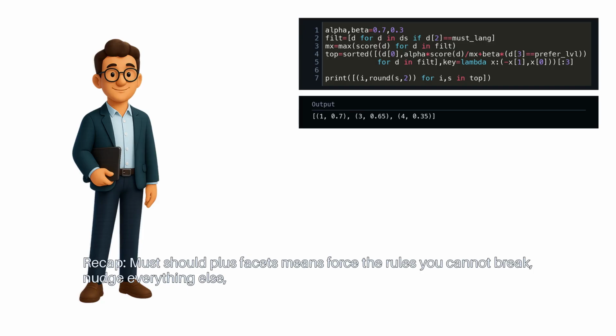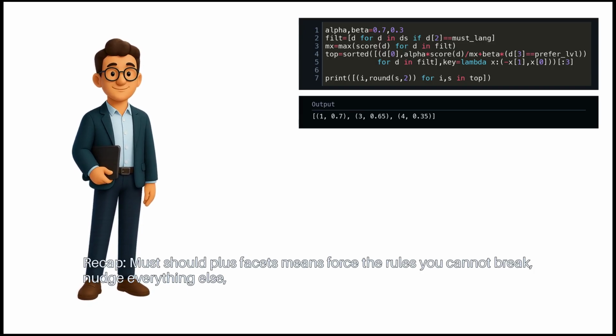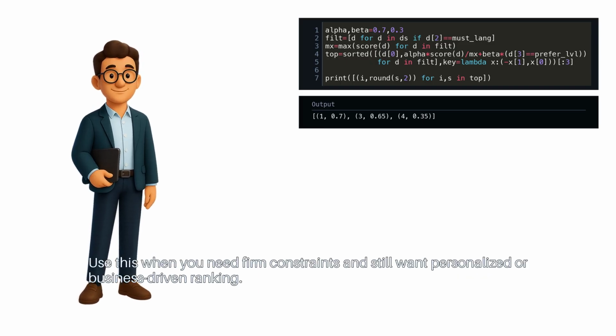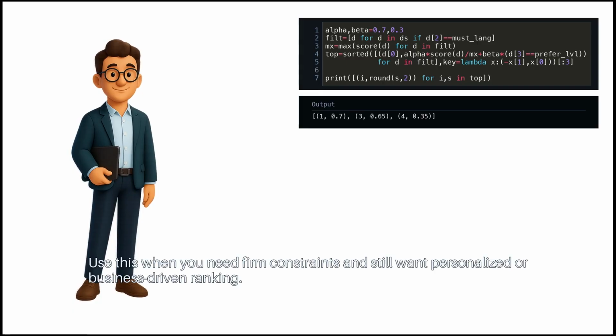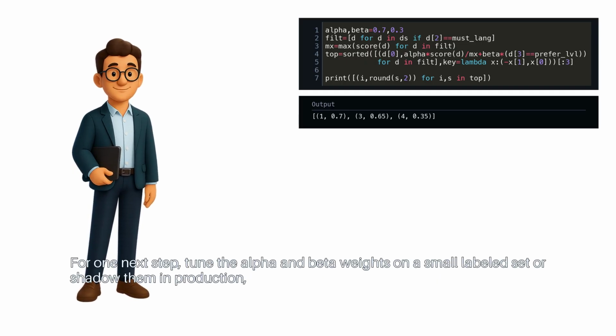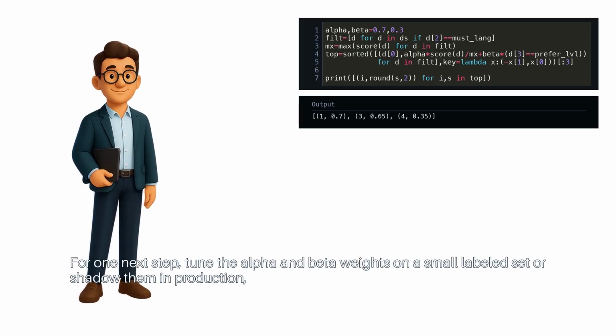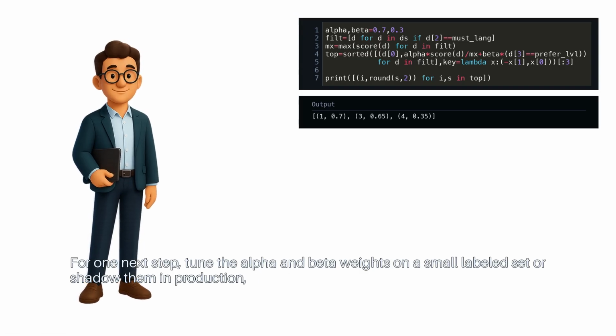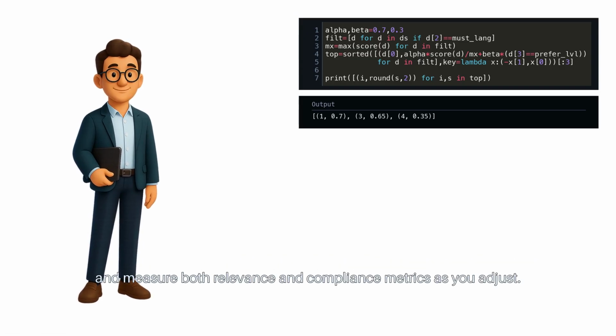Recap. Must, should plus facets means force the rules you cannot break, nudge everything else, and control the nudge so it does not overwhelm relevance. Use this when you need firm constraints and still want personalized or business-driven ranking. Caveat: too many or too strong boosts will hide true relevance. For one next step, tune the alpha and beta weights on a small labeled set or shadow them in production, and measure both relevance and compliance metrics as you adjust.